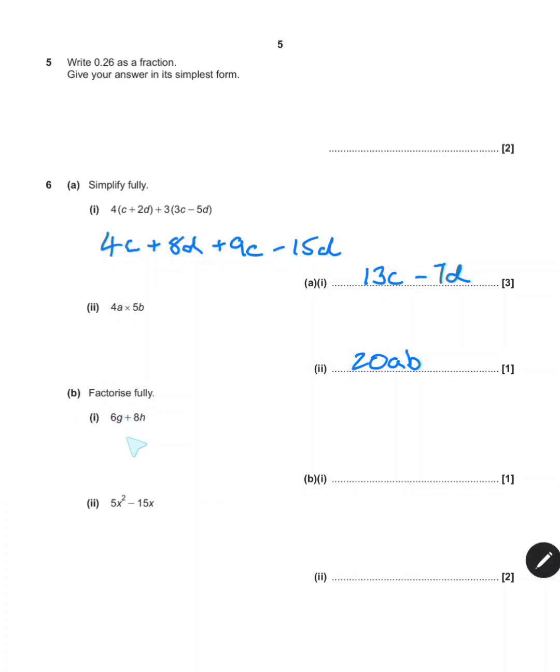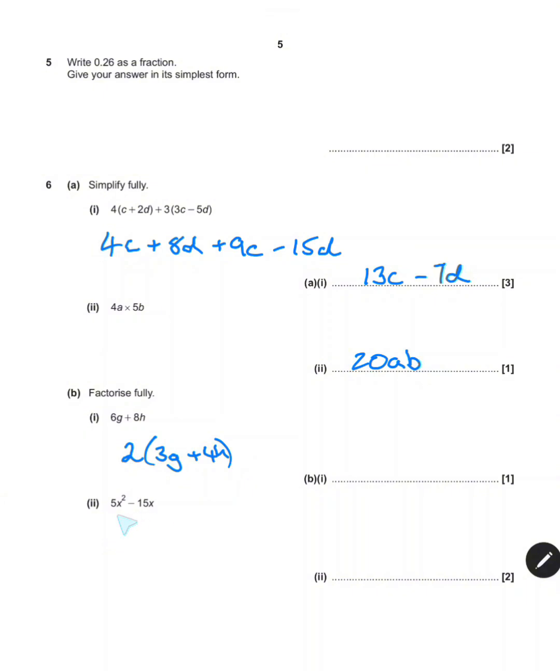Part B, we're looking at factorising. So we're looking for a common factor of 6 and 8. What's the biggest number that goes into 6 and 8? I think it's 2. And then these are different letters, so there's no common factor there. So I'm going to open some brackets and then say 2 times something is 6g. 2 times 3g is 6g. And then 2 times something is 8h. 2 times 4h is 8h.